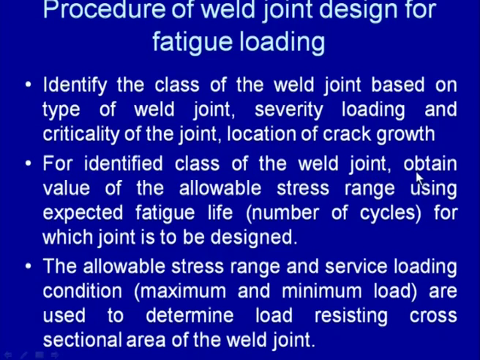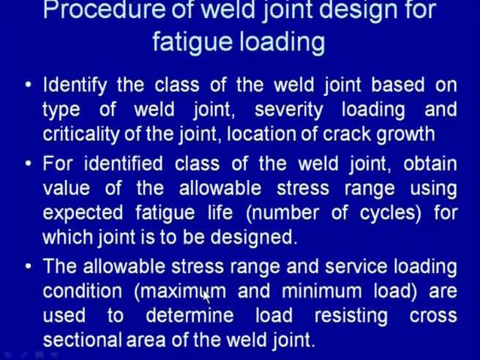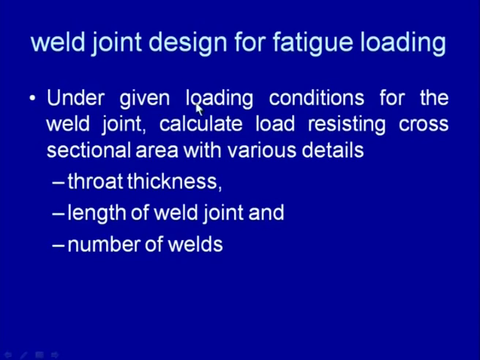For the identified class of the weld joint, obtain the value of allowable stress range using the expected fatigue life for which the joint is to be designed. Then the allowable stress range and the service loading conditions, maximum and minimum loading, are used to determine the load resisting cross sectional area of the weld joint. Under the given loading conditions for the weld joint, calculate the load resisting cross sectional area with various details like throat thickness, the length of the weld and the number of welds which are to be developed.